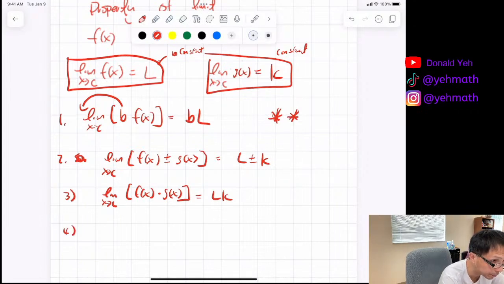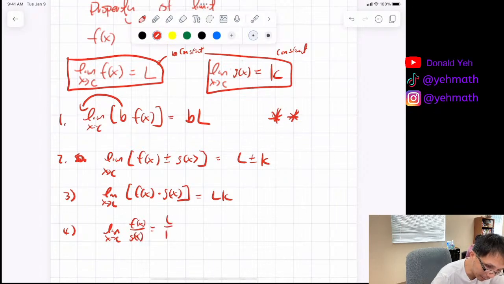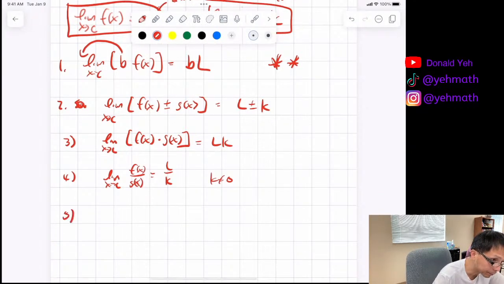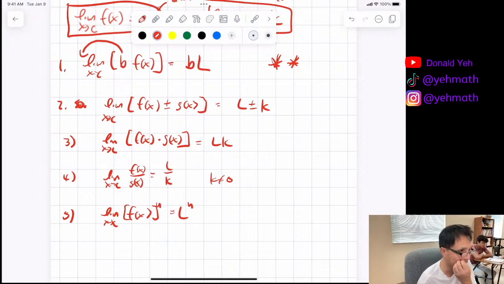Fourth, the limit as x approaches c of f of x over g of x. That's equal to L over K, but provided K cannot equal 0. Why can't it equal 0? Because it would be undefined. Fifth, the limit as x approaches c of f of x to the n power is equal to L to the n, because we are reaching f of x, and that's equal to L, and that's equal to L to the n. And that's some basic limits.